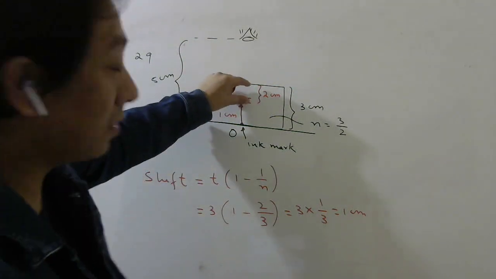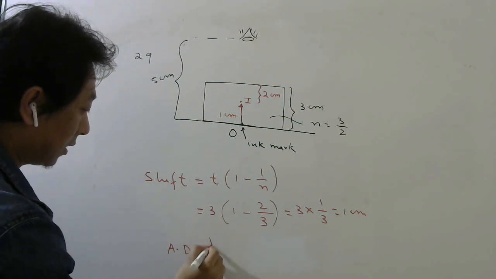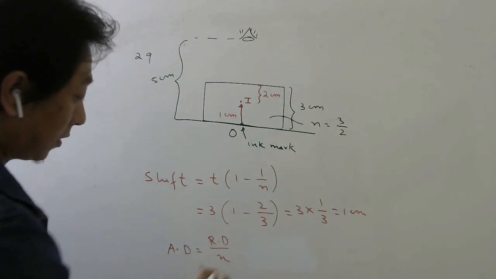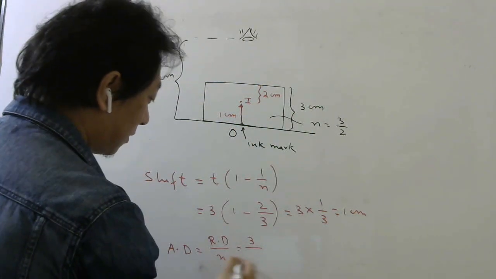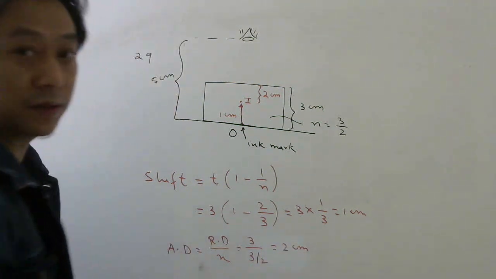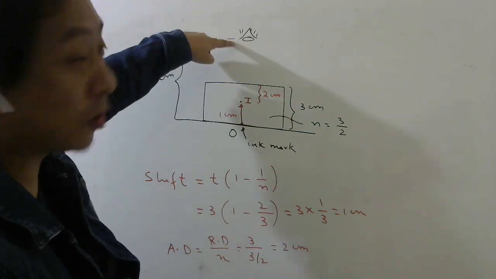Or you can directly find apparent depth also. Apparent depth is real depth by refractive index. Real depth of this ink is 3 centimeter. Refractive index is 3/2, so 2 centimeter. Right? So this is where the mark will be seen by the observer.